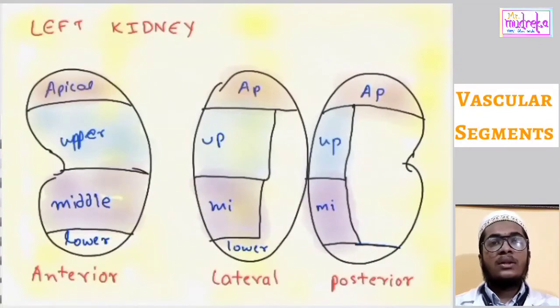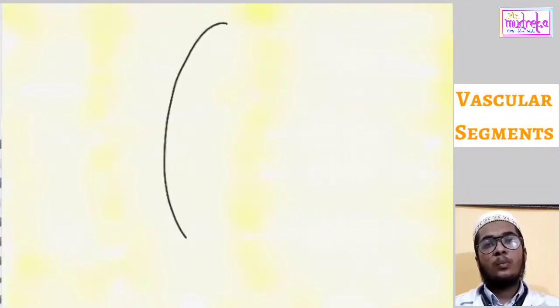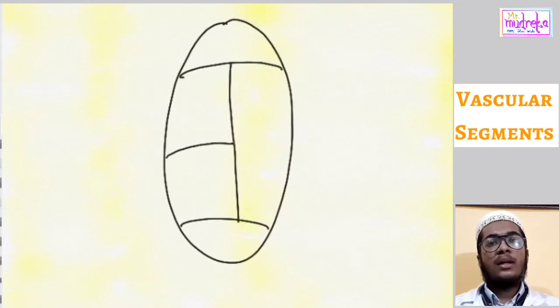For these segments, the Nomina Anatomica adopted slightly more descriptive terms, namely superior, anterior superior, anterior inferior, inferior, and posterior. Now, one important part of the kidney which is important for the functioning of the kidney, that is the arterial supply of the kidney. The kidneys are supplied by the renal arteries. Usually there is one renal artery for each kidney, but in about 30% individuals accessory renal arteries are also found.